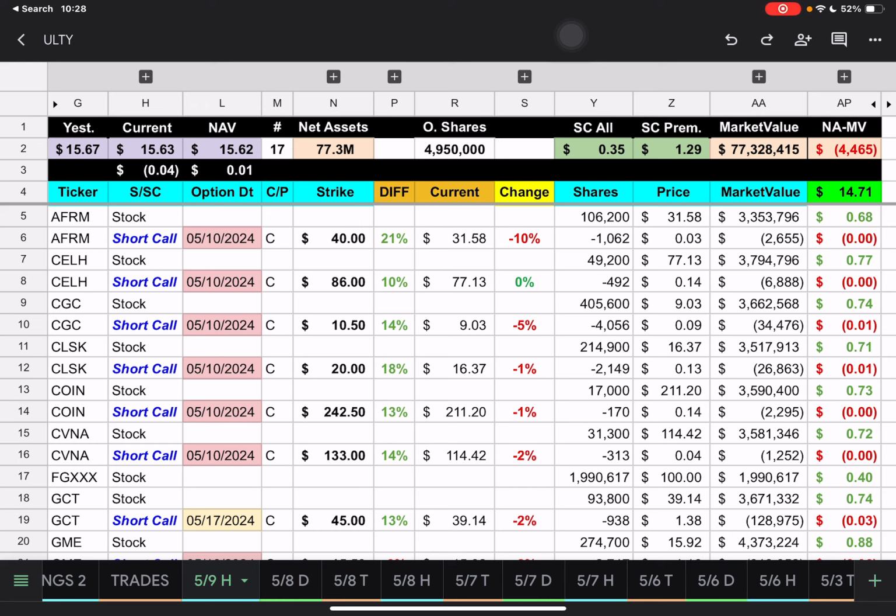Coin here, we have a strike price of $242.50. That's 13% below where they are now. And it looks like they did end up going down 1% today. And then we have Carvana with a short call, 133 strike price. We're underneath that by 14%, and the stock dropped 2% today.